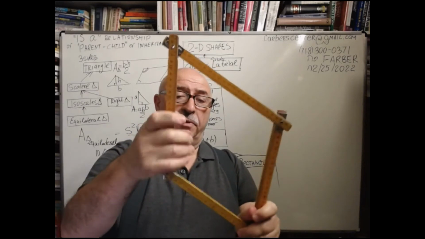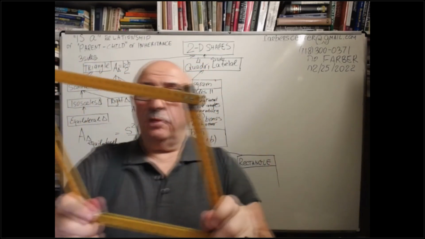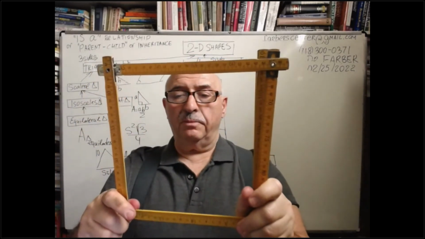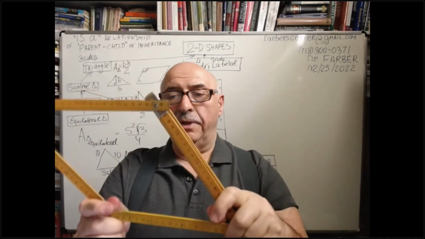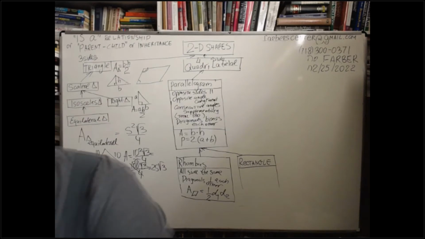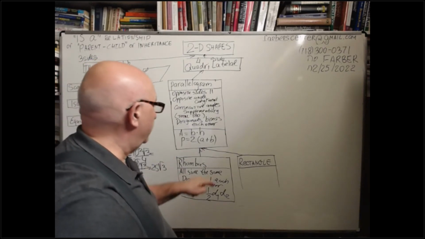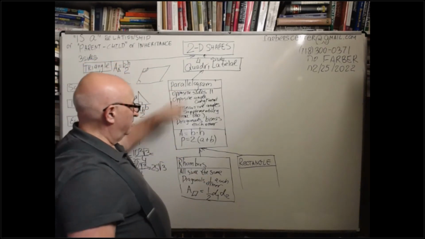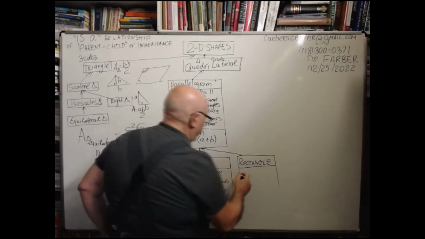This is a parallelogram. When all angles are 90 degrees, it becomes a rectangle. It can have any sides. So you can say that a rectangle is a parallelogram with all angles 90 degrees.